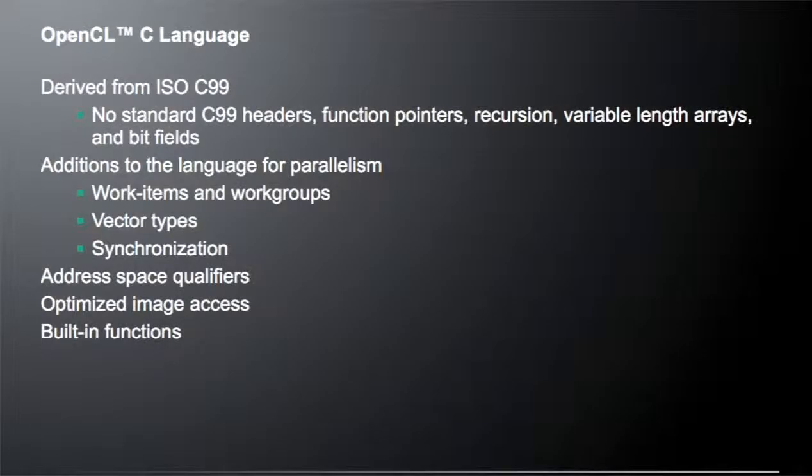The OpenCL language is based off of ISO C99, but there are a couple of restrictions from C99. The major restrictions are: there are no standard C99 headers, no function pointers, no recursion, no variable length arrays, and no bit fields.